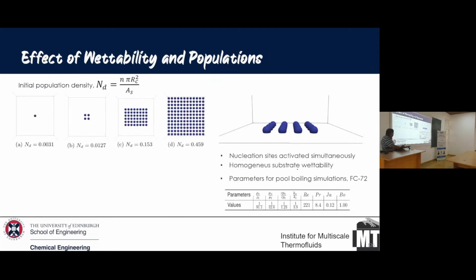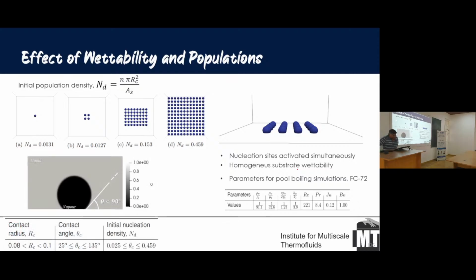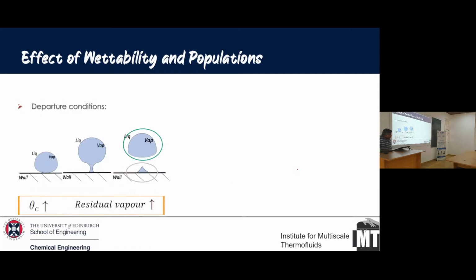Okay. The first thing we also do is define something called population density. If you look at normal industrial surfaces, you don't have one bubble there, you've got a million bubbles there. So the first thing we want to define is the initial population density. That is the number of etched points, the number of nucleation sites, with respect to the surface area, the available area. And based on that, we can change the wetting parameters and so forth.